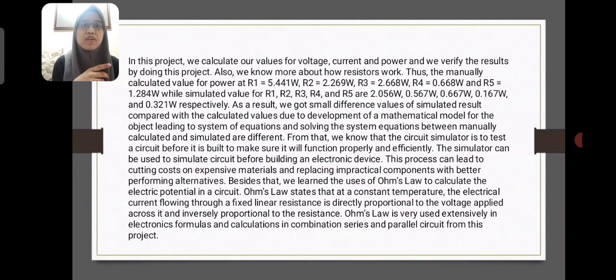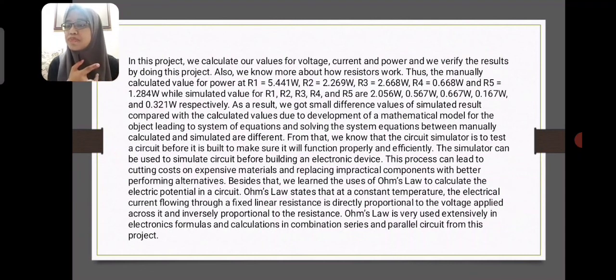Furthermore, we also learned how to use Ohm's law to calculate the electric potential in a circuit. We know the formula of Ohm's law which is used in electrical circuits: V equals I times R. From that we also got the value of power, and Ohm's law is very extensive in electronics formulas and calculations in combination series and parallel circuits from this project.